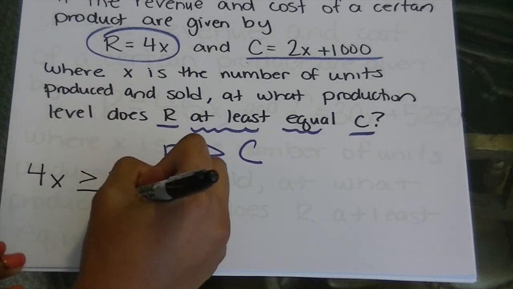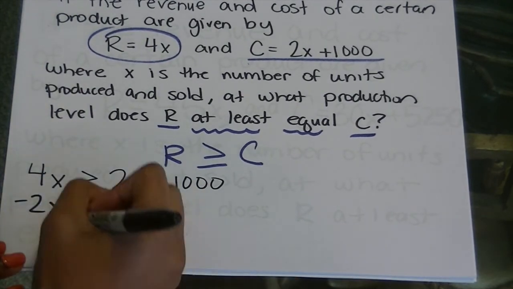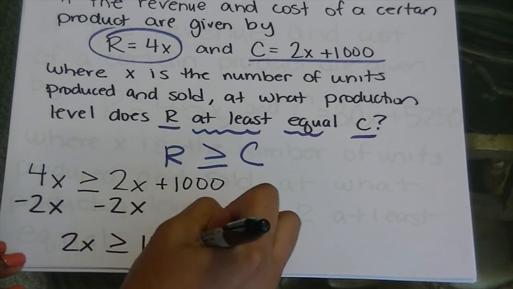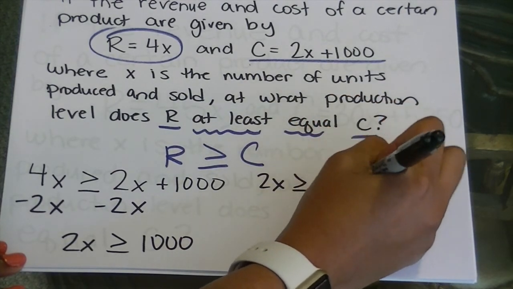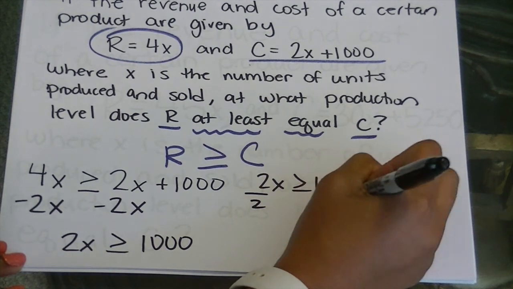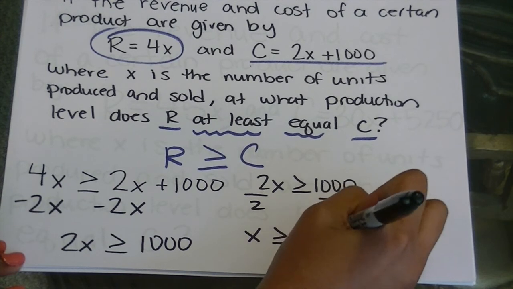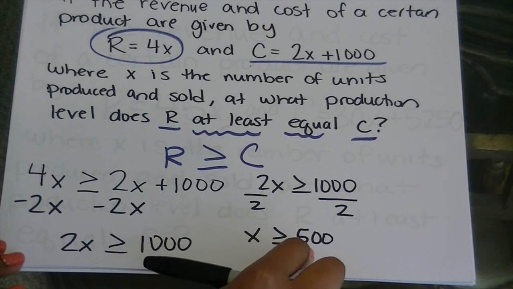So we're going to subtract 2x from both sides. And that'll be 2x is greater than or equal to 1,000. Let me rewrite that over here. Then I'm going to divide by 2. It's not negative, so I don't have to worry about flipping my inequality. So that means my break-even point is 500. Once I produce and sell 500 units, I will break even.